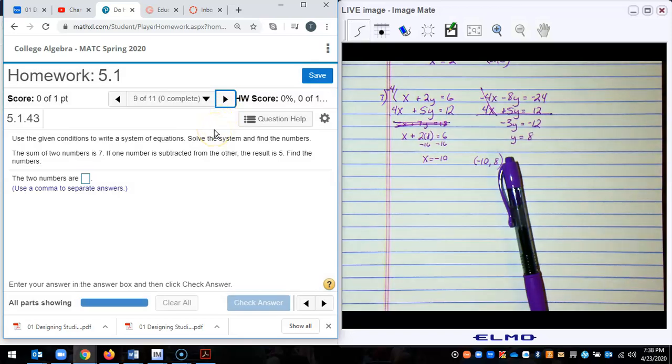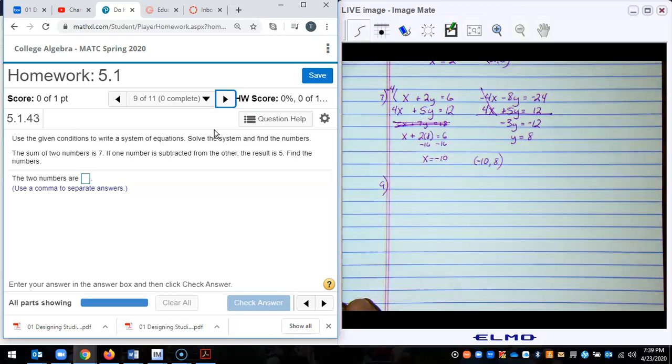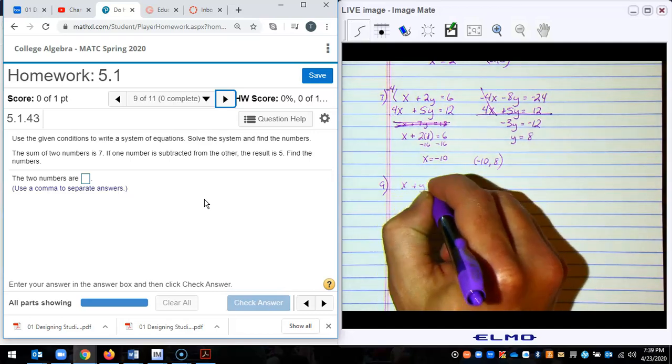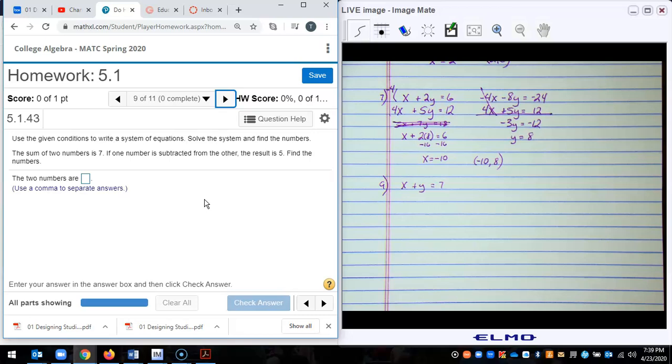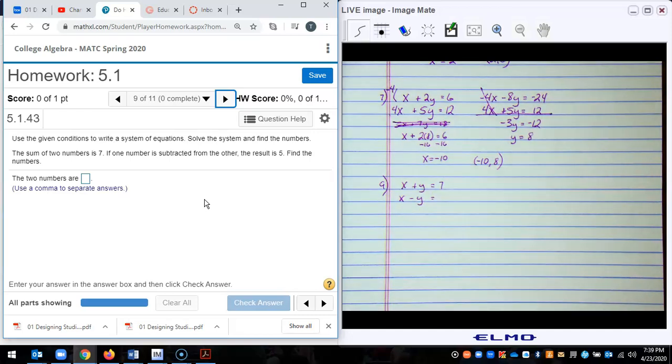Here again, the last couple is just solving application problems. I will set these up. I won't solve them. So when we talk about number 9, use the given conditions to write that. The sum of two numbers is 7. So x plus y is equal to 7. And it says if one number is subtracted from the other, so it doesn't matter, I'm going to go with x minus y, and the result is 5.